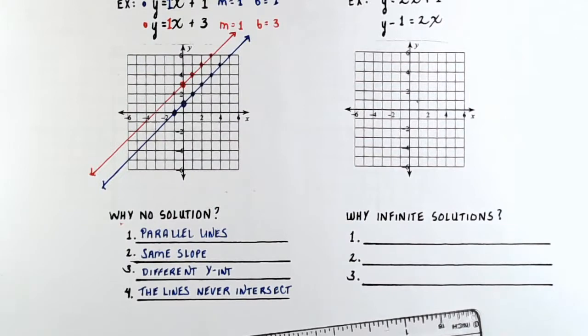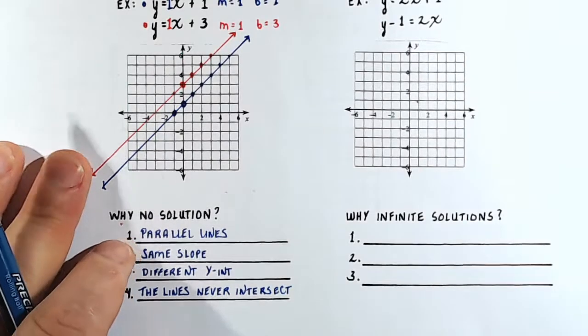The lines never intersect. Remember, the definition of a solution to a system is the intersection point. So if there is no intersection point, there is no solution. If there is no intersection anywhere, there is no solution. And parallel lines will never intersect, therefore, this system of two lines has no solution. Okay?